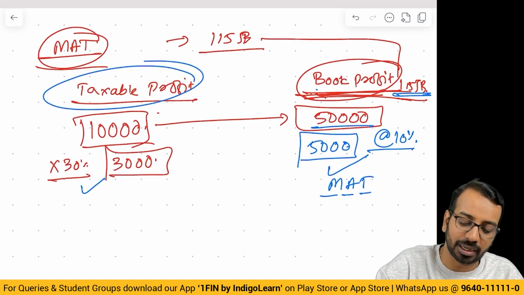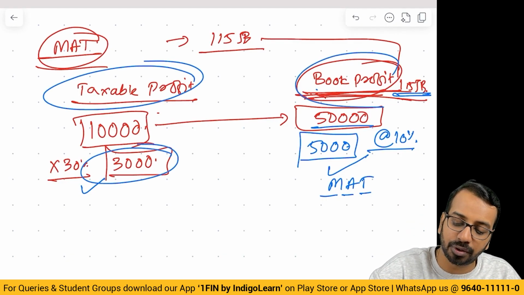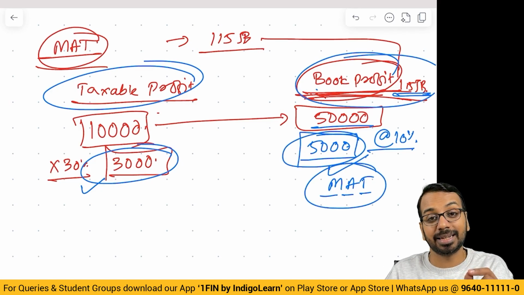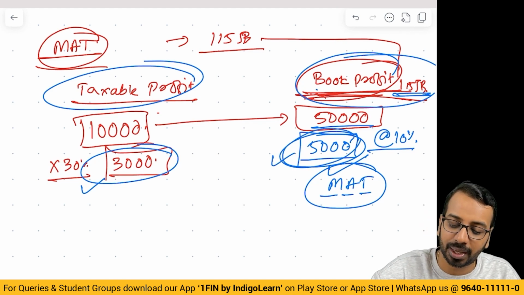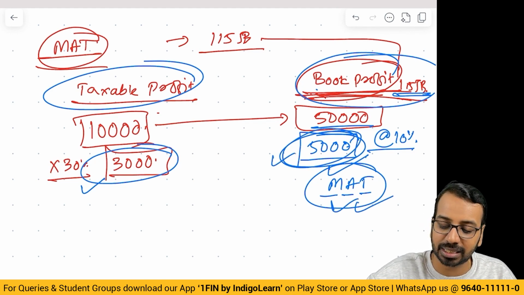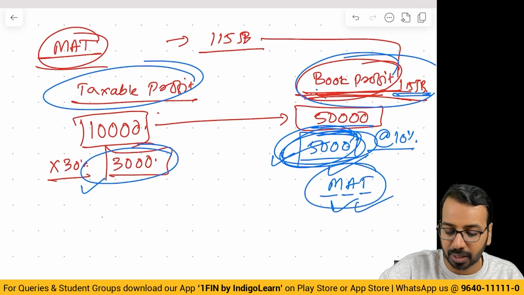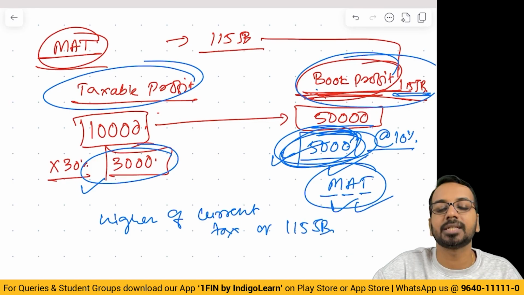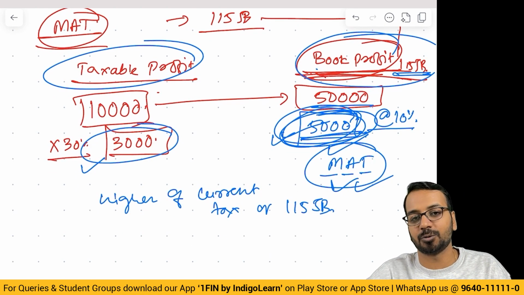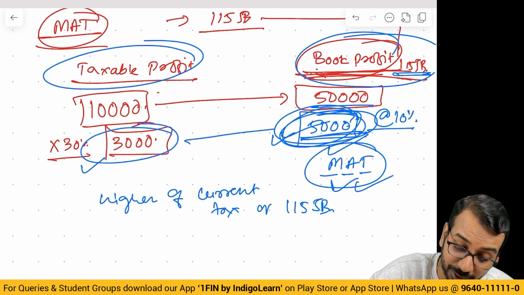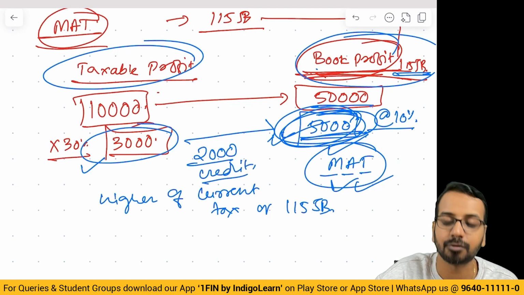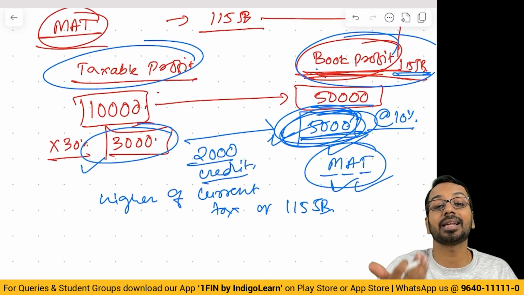Okay. So this is a normal tax, 3,000. Under the provisions of 115 JB, you need to pay a minimum alternate tax of 5,000. If the normal tax is higher, pay that. If minimum alternate tax is higher, pay this. So the higher of current tax or 115 JB is payable. So how much will we pay? We will pay 5,000 only. But now, sir, we pay 2,000 extra. This 2,000 extra you can claim as credit in the future.